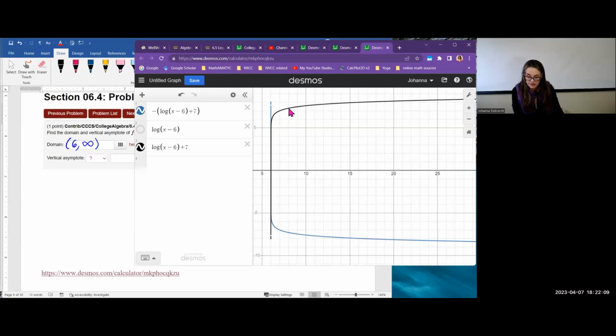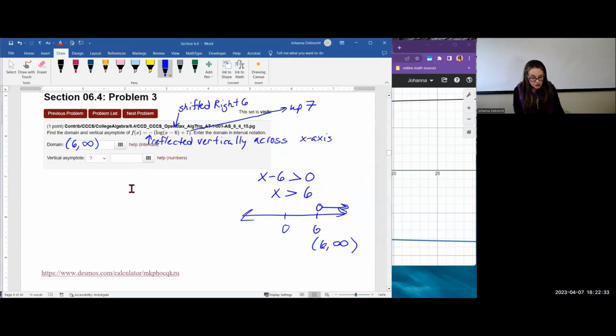So instead of this y value at 7.301, it's going to come down here to -7.301. So it's the same points, just the y value has been multiplied by a negative. And that will give us the graph. Okay, so our vertical asymptote, again, it was from the shift. So it got shifted over to x equals 6.